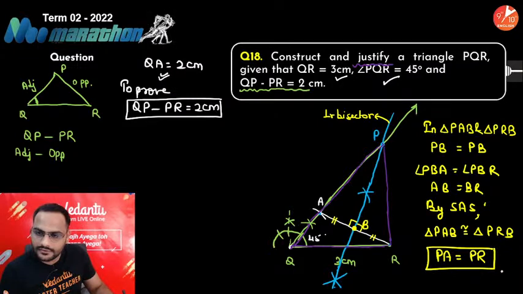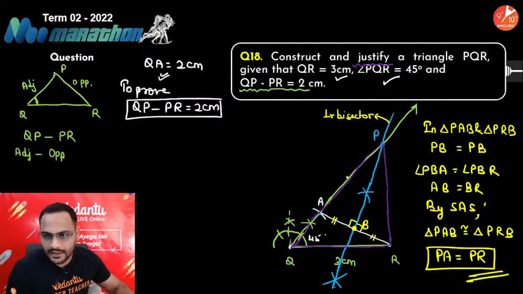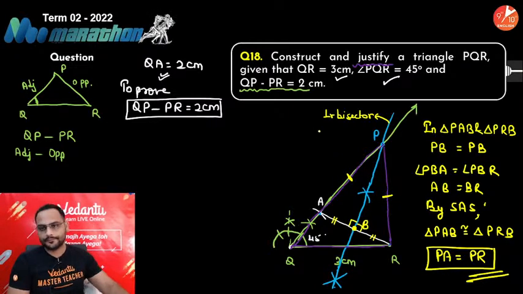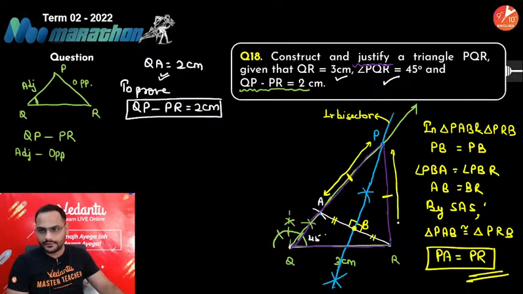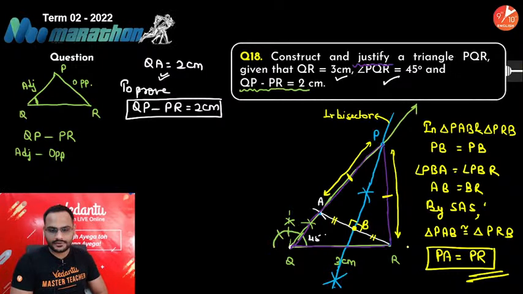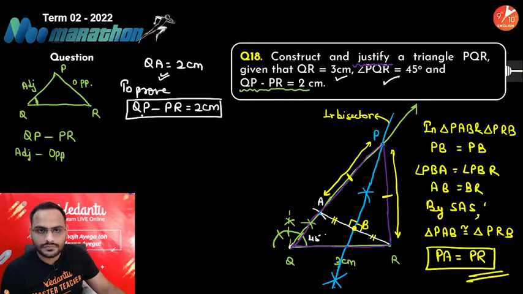Listen carefully guys, PA and PR are equal. This side PA and this side PR, they are equal sides. Okay, now we need to prove QP minus PR is 2 centimeter.